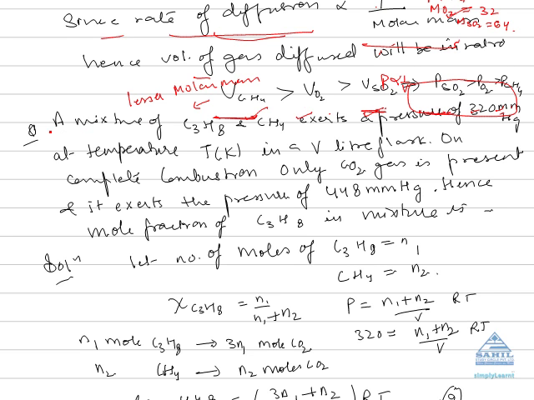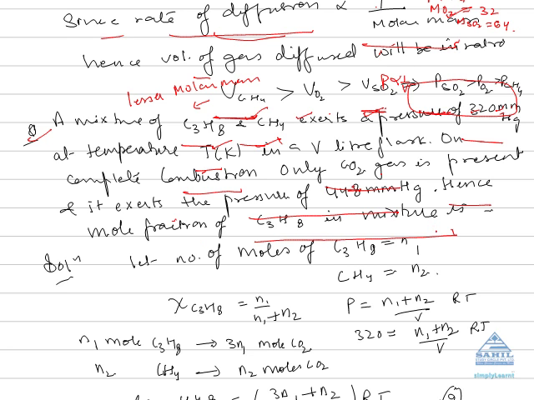Okay, now let us take another example: a mixture of C3H8 and CH4 exerts a pressure of 320 mmHg at any temperature, say T Kelvin, and volume V. On complete combustion, if we burn any hydrocarbon, it gives carbon dioxide and water, but here it gives out only carbon dioxide. If we burn C3H8 and CH4, it gives carbon dioxide only, which exerts a pressure of 448 mmHg. Now we have to find the mole fraction of C3H8 in the mixture.